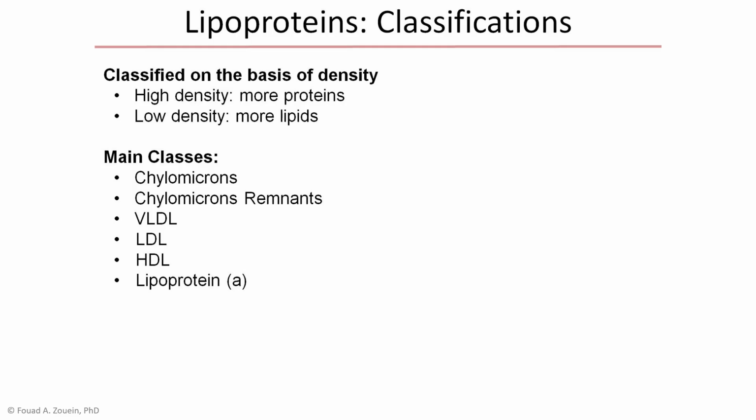So the main classes of lipoproteins are chylomicrons and chylomicron remnants. The VLDL, also known as very low density lipoprotein. Now you can know when we say very low density lipoprotein, it means you have way more lipids. Then low density lipoproteins, which is a product of the VLDL, and HDL, which is the high density lipoprotein, which means that it is richer in protein than in lipid. And we have lipoprotein(a).